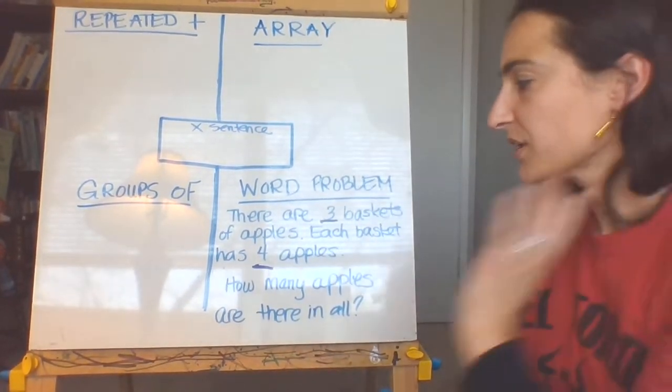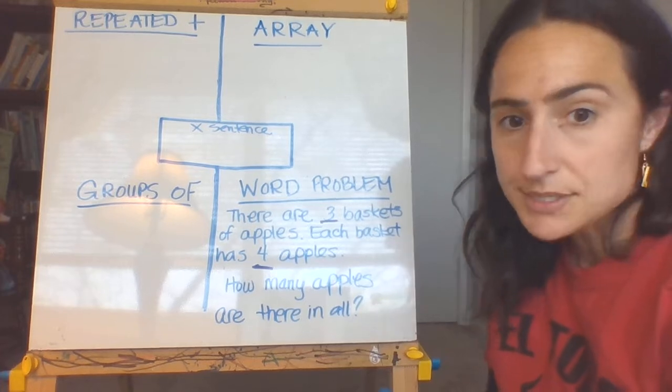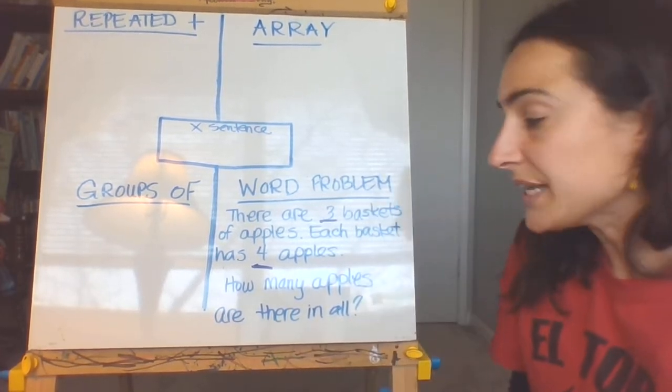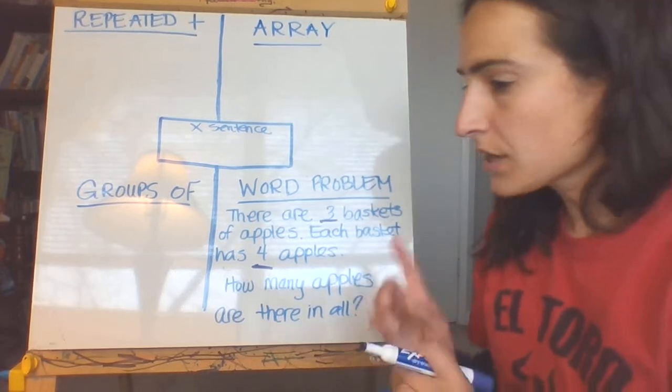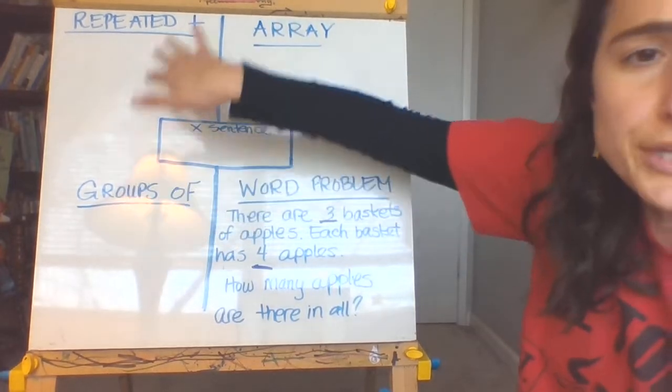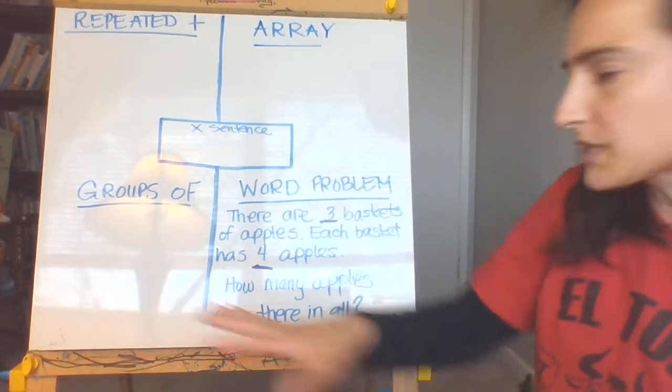Okay, so there are 3 baskets of apples. Each basket has 4 apples in it. How many apples are there in all? Okay, I feel like I'm getting a picture already in my head here, and you can go in any order that you want. I'm going to start here with groups of.